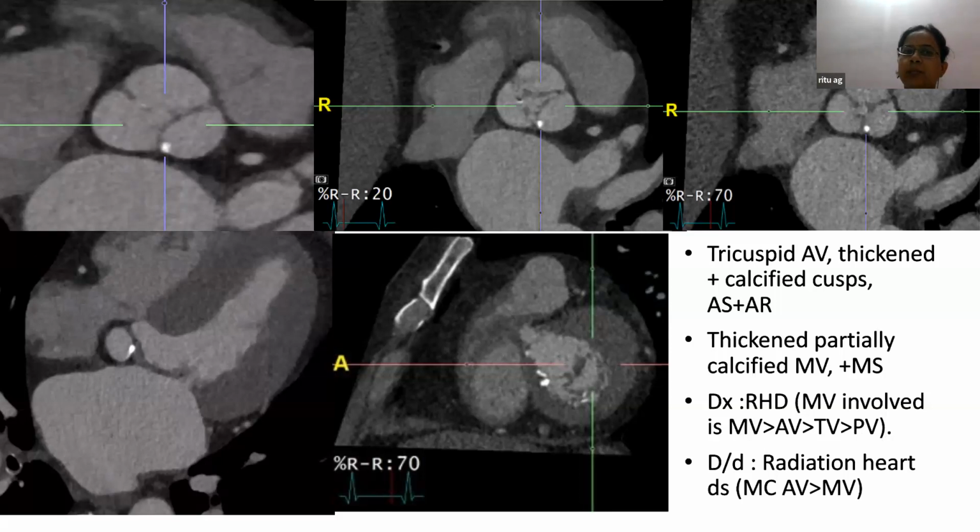So these are the two major causes of aortic stenosis, calcific and rheumatic valvular disorder. And in these cases, radiation heart disease is also a differential. However, in radiation heart disease, the aortic valve is more often involved as compared to the mitral valve.